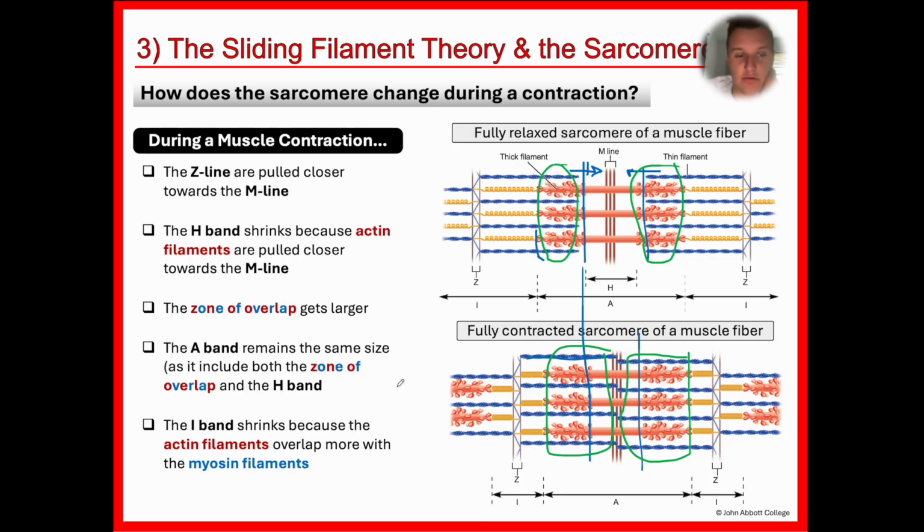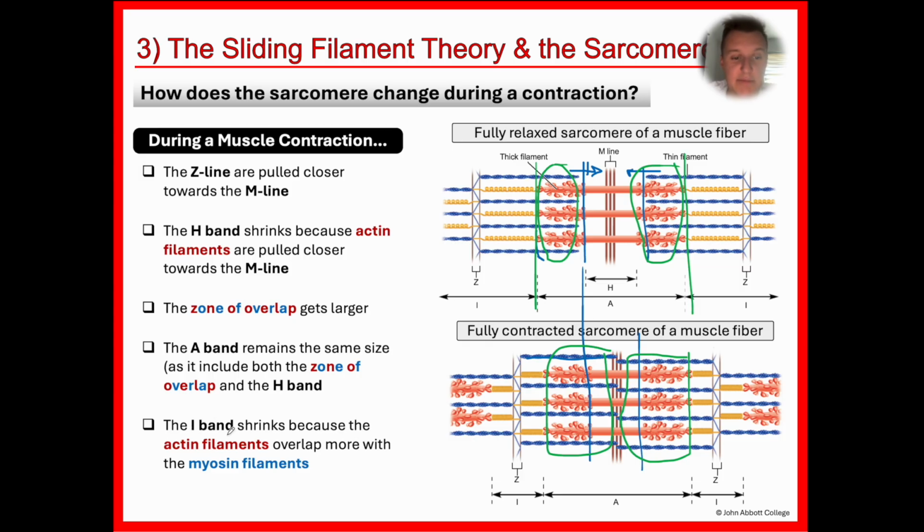Okay, so the A band remains the same size as it includes both the zone of overlap and the H band. Remember, the A band has this zone of overlap plus the H. So remember that the myosin does not change in size, so it always stays as is, right? It's just that the zone of overlap gets bigger and the H band gets smaller, so it's relative.